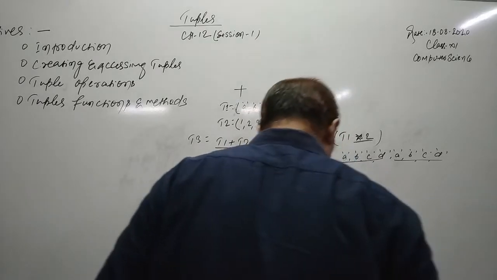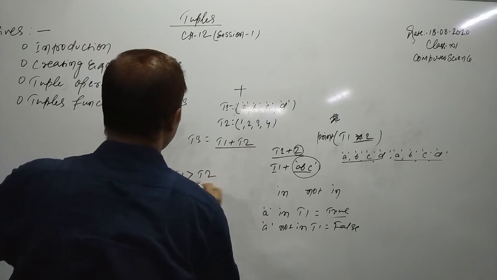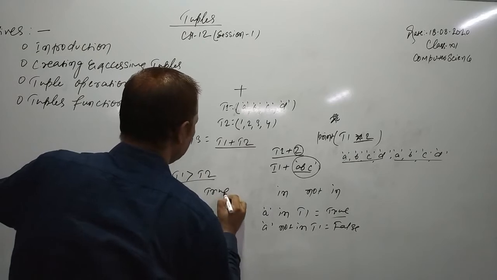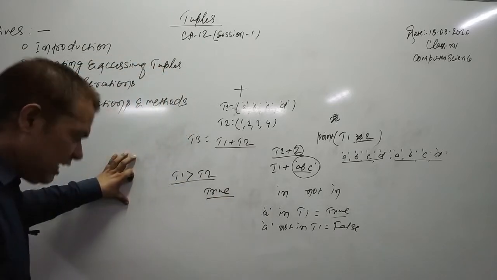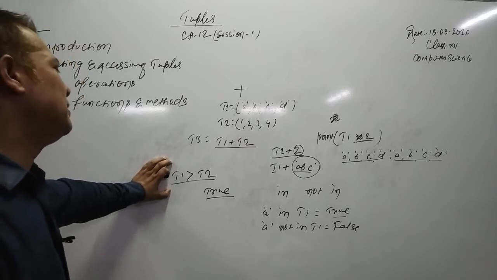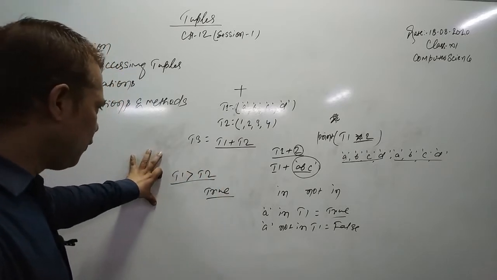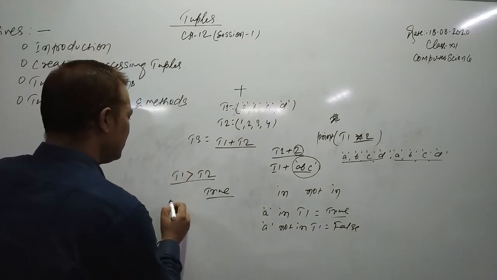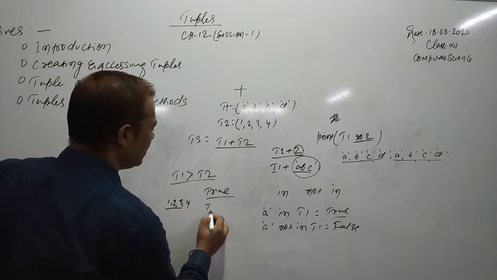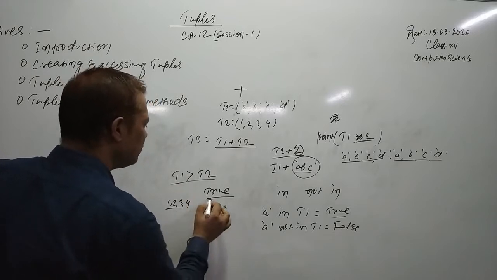So in and not in. Then you can compare 2 tuples also, like T1 greater than T2. Depending on the T1 and T2 condition, it will give you true or false. That depends on what circumstances you are talking about. If T1 and T2 have the same number of elements and the same values, it will give you true. Otherwise it will give you false. If T1 has 1, 2, 3, 4 and T2 has 1, 2, 3, in this case it will give you true.